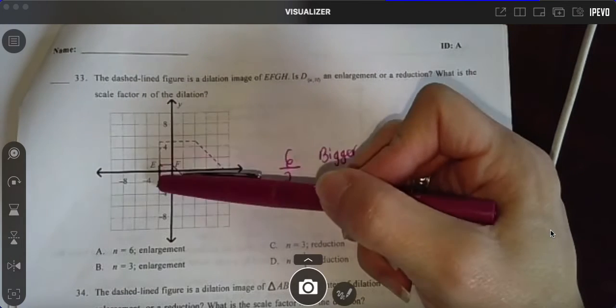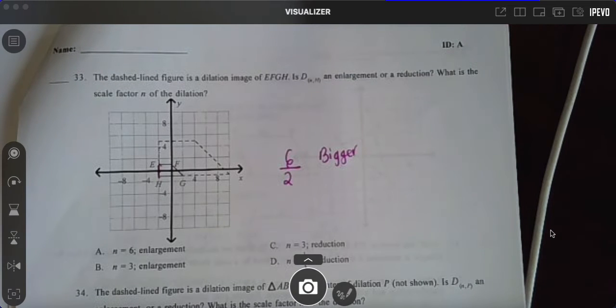If I counted and I had the numbers 8 and 4, which one would go on top? Since it got bigger, it would be 8 over 4. Okay, and if it's smaller, the smaller number goes on top, because then you want it to be a fraction if it got smaller, because you would want it to be half the size.